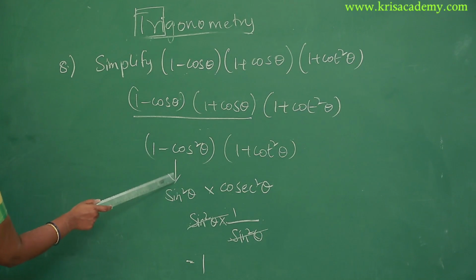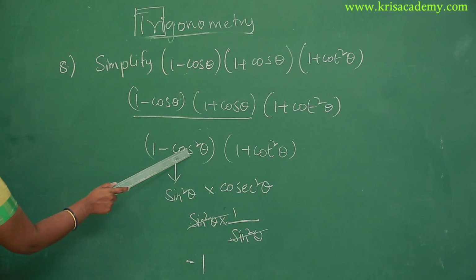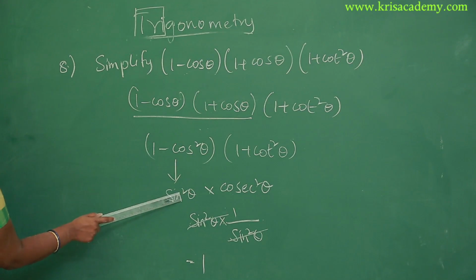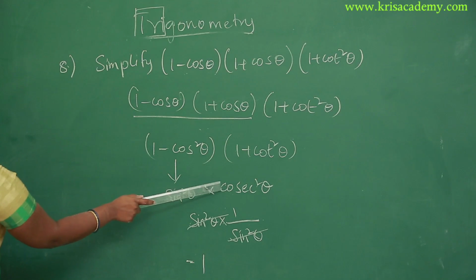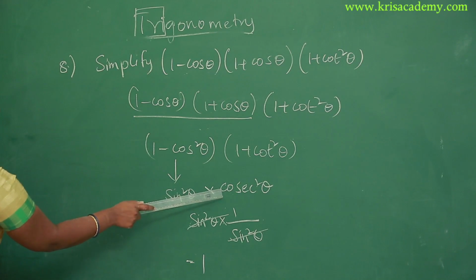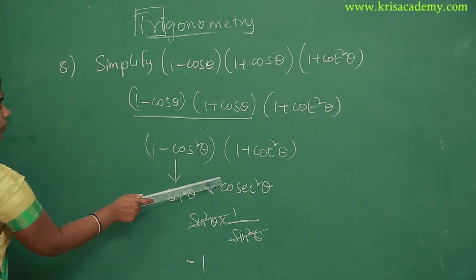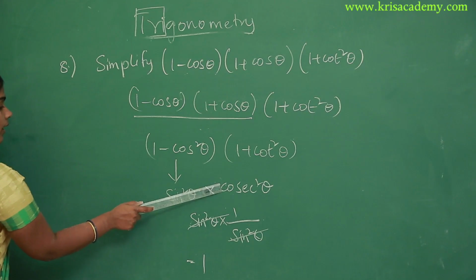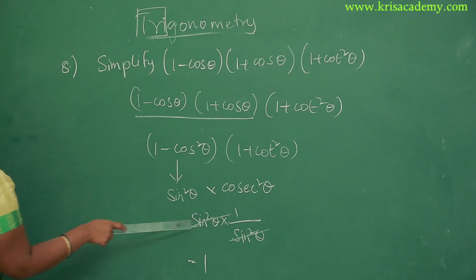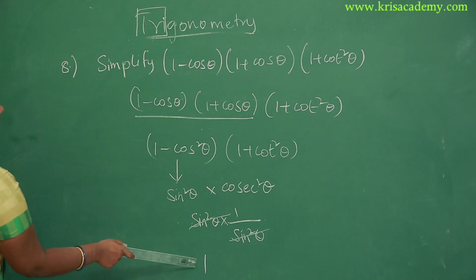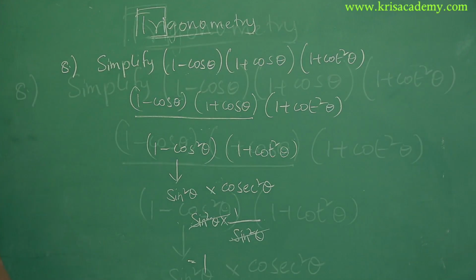Now by the trigonometric identity, 1 minus cos square theta is sin square theta. 1 plus cot square theta, by the trigonometric identity, is cosecant square theta. We already know the reciprocal relation: sin is reciprocal to cosecant. So cosecant square theta can be written as 1 by sin square theta. Sin square theta will get cancelled. The value is 1.